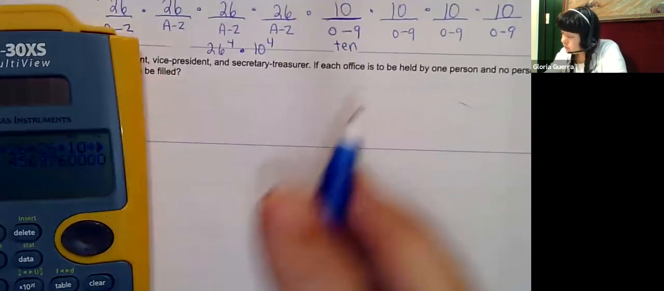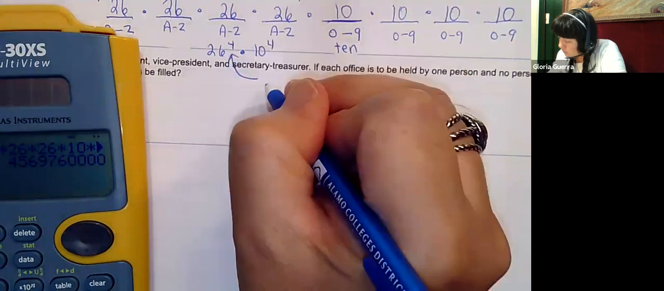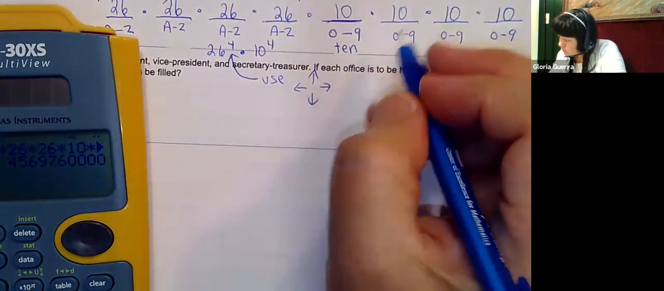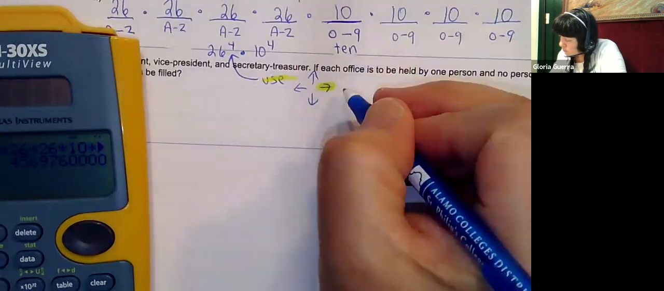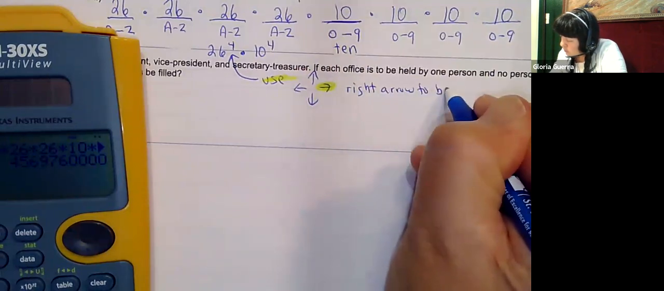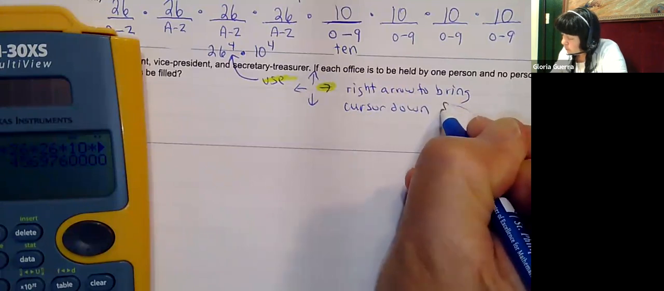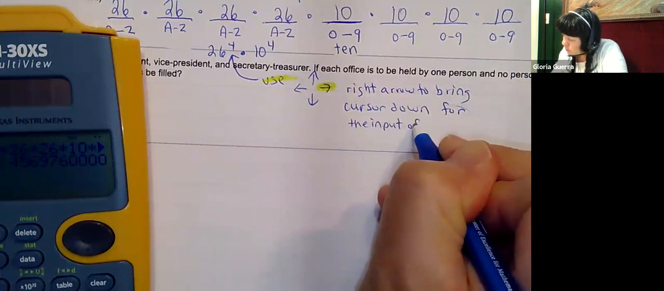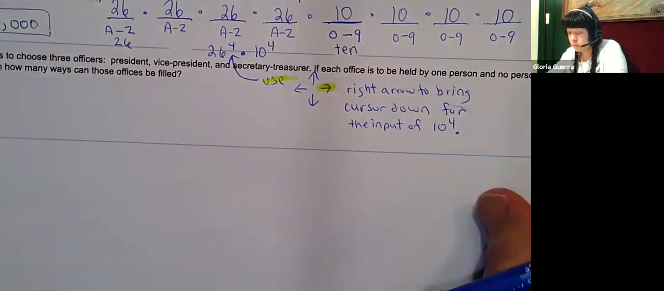When you do that 26 to the 4th power right here, you want to make sure that you use your arrows. You want to use this right arrow to bring the cursor down. And why is that? For the input of 10 to the 4th.